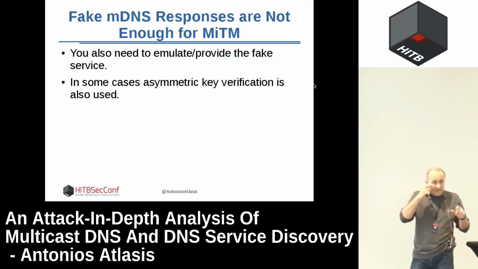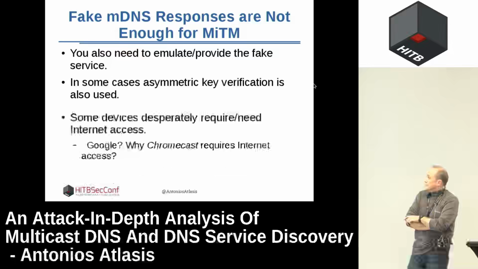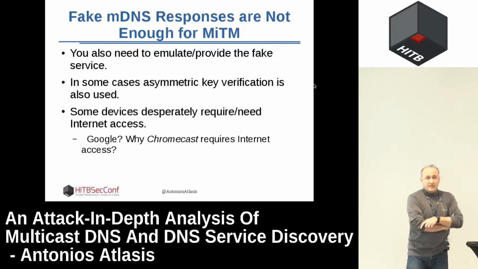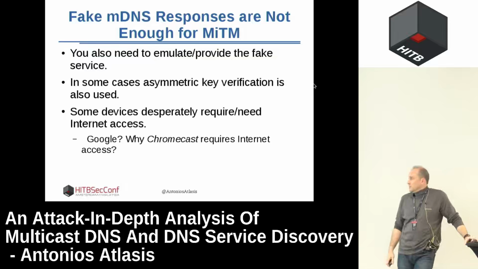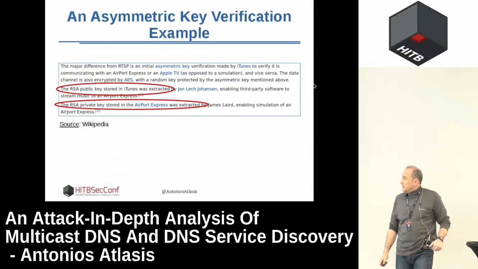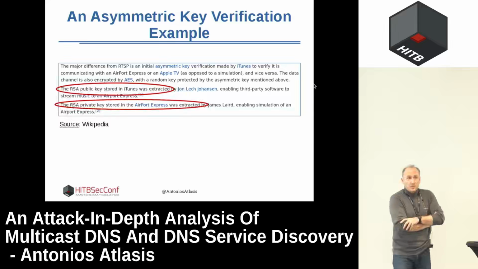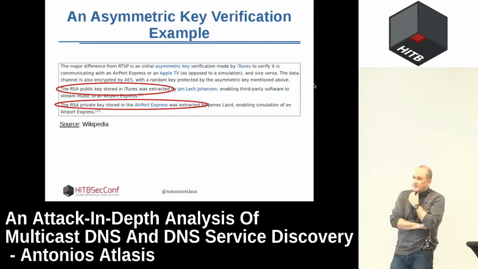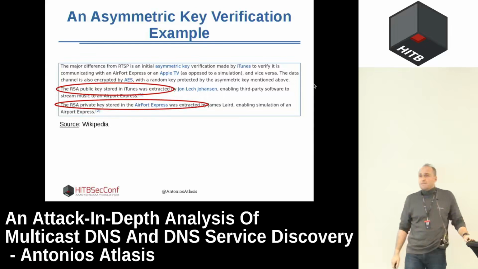Moreover, in some cases, there are some kind of obstacles, I would say. Some asymmetric key verification is used. I will talk to you about this later. Or some devices like Chromecast, for instance, no matter what, they ask to connect to the internet. I mean that you cannot have this kind of devices on an isolated network and emulate them. Talking about asymmetric key verification, in the past it was identified that Apple TV and iTunes use a kind of asymmetric key validation. So iTunes could use this verification in order to validate that the device that they are talking to is an Apple TV device indeed. However, the corresponding private and public keys were extracted. And as long as you have them, then the attack again falls back to the typical man-in-the-middle attack.